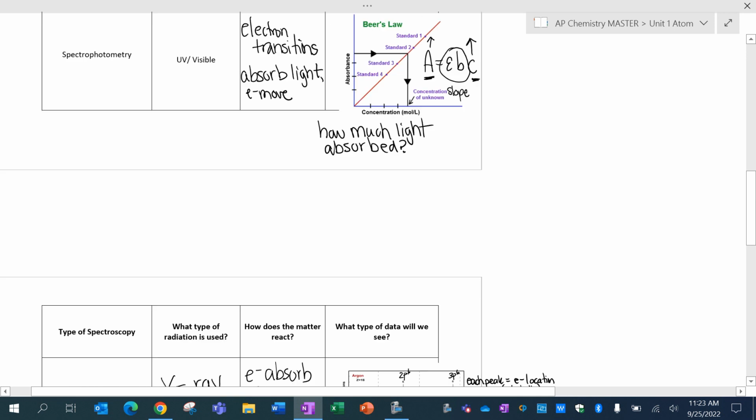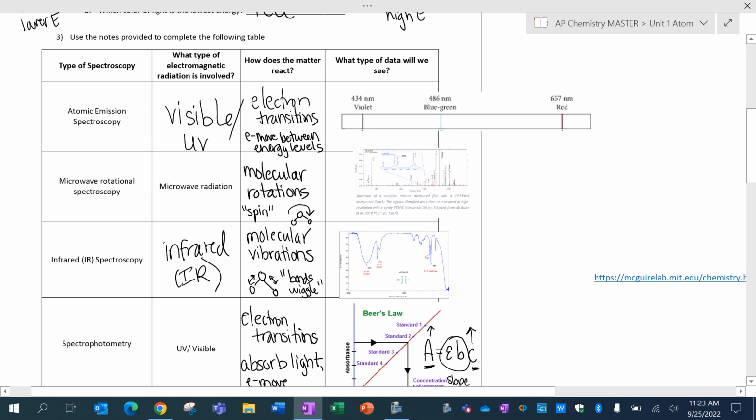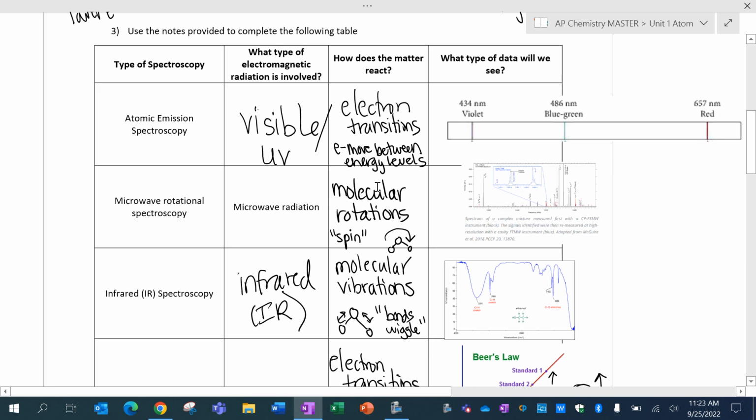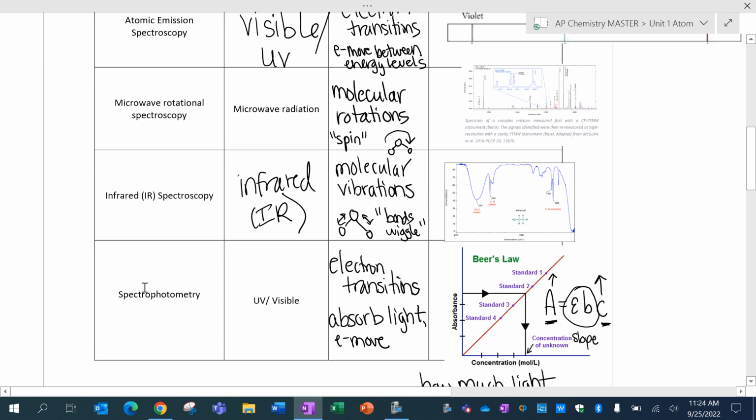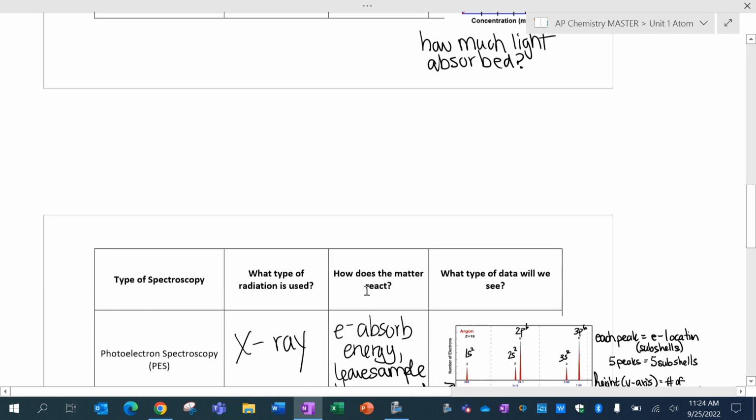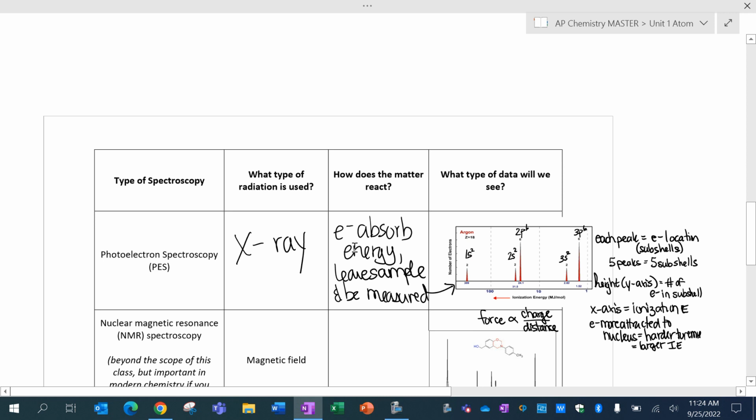So again, we know that UV visible radiation causes electrons to move around. Microwave causes molecules to rotate. Infrared causes the molecules to vibrate, so the bonds are kind of wiggling back and forth. Spectrophotometry also involves UV visible, where electrons move around within the atom. And then X-ray is a higher form of radiation, and that absorbs so much energy that the electrons actually leave the atom, and that's what gets measured.